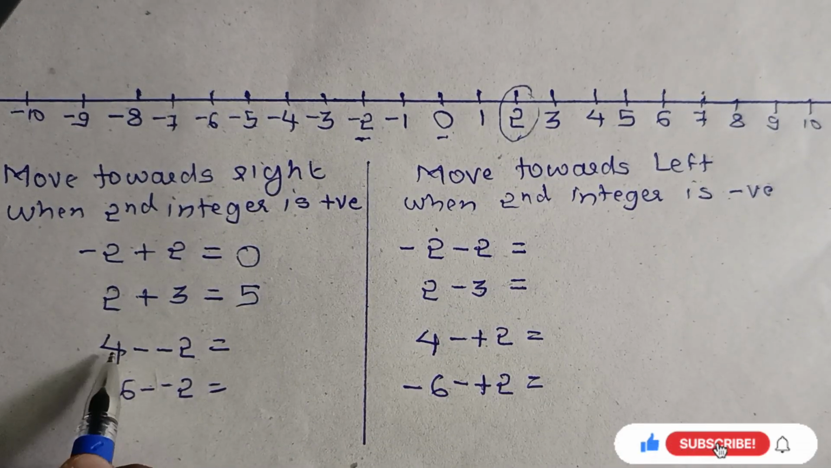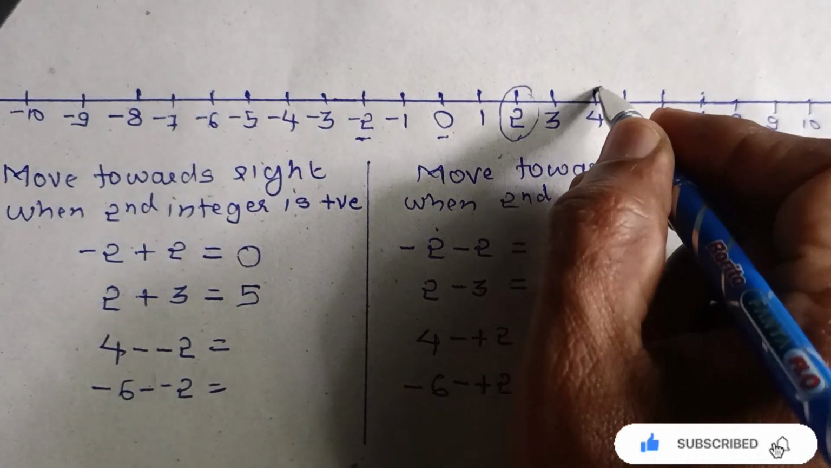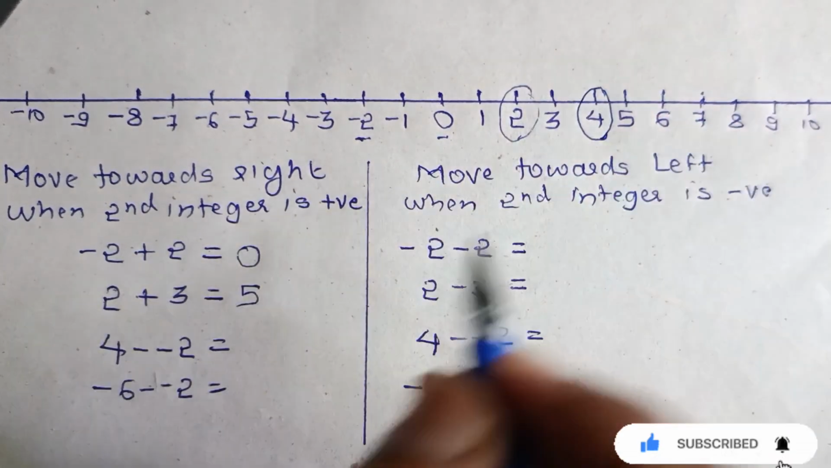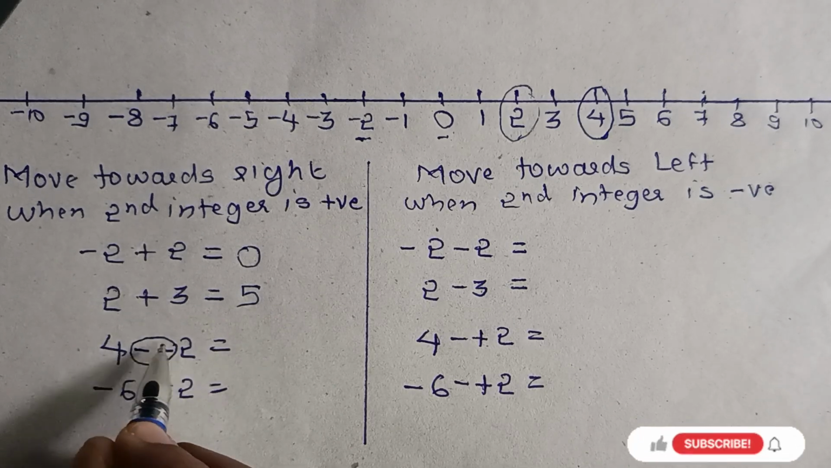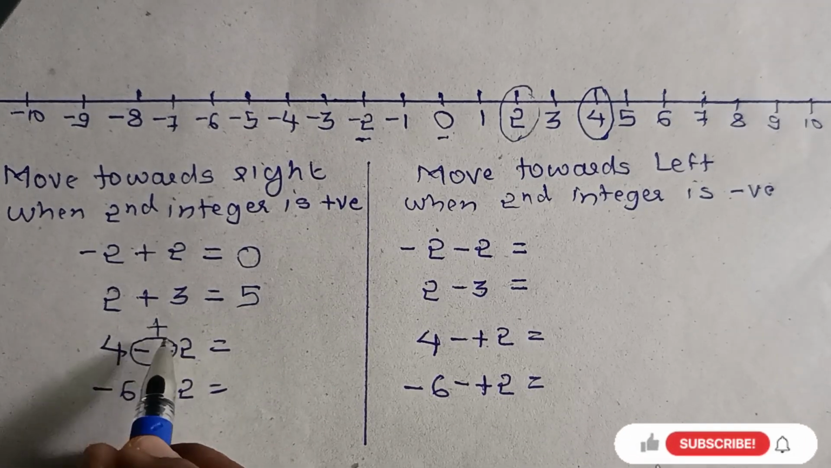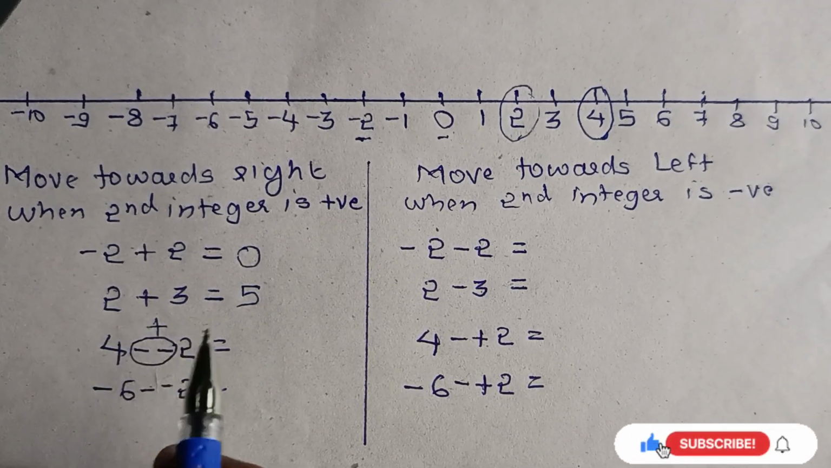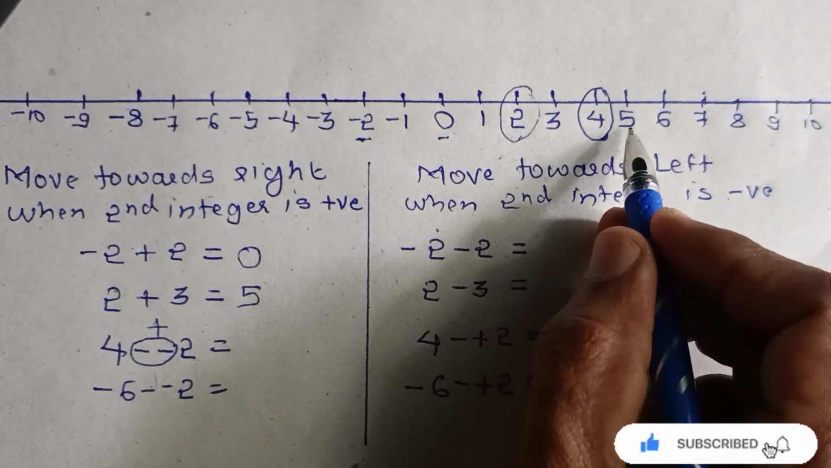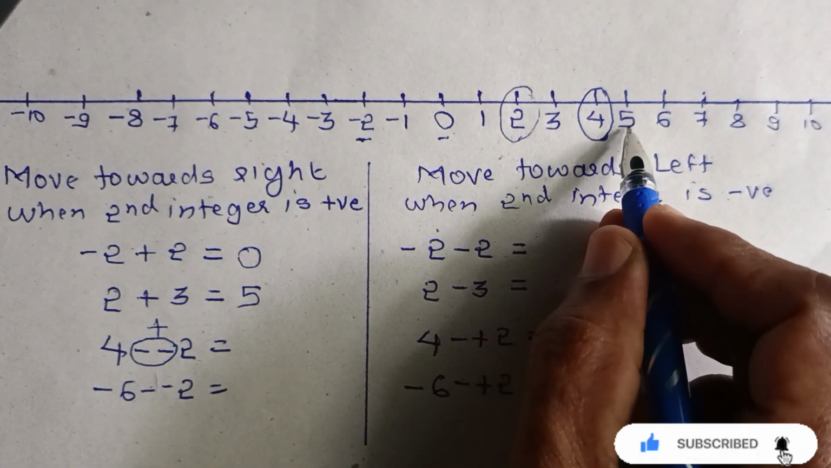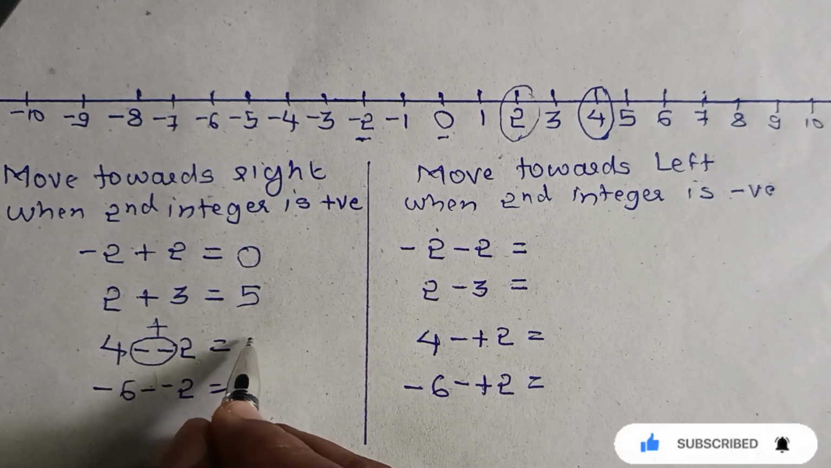Let us take the third. The first integer is +4. And here two minus signs are there. Therefore, minus into minus is plus. +2 means positive sign. So +2 means you have to move towards the right-hand side. So here 4. How many places do you have to move? 2 places. 1, 2. 4 plus 2 is 6.